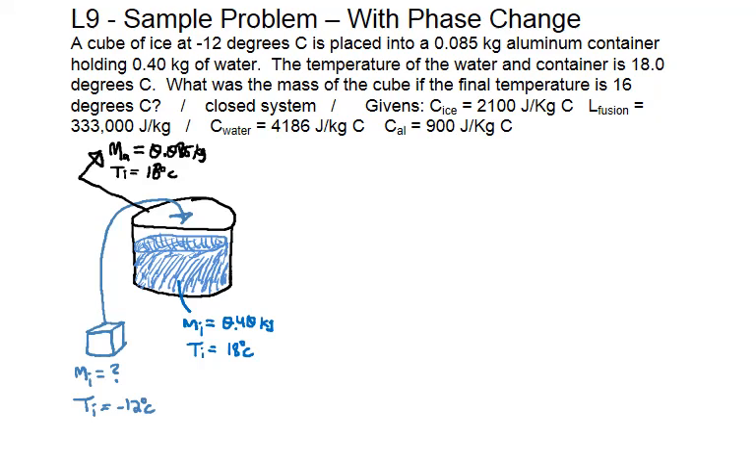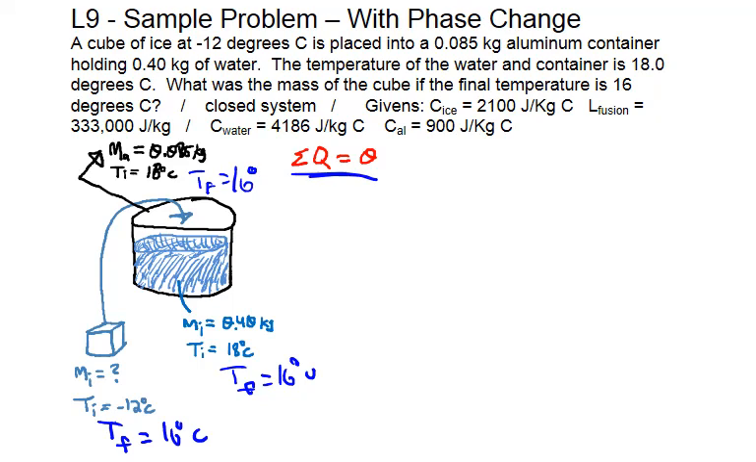The mass of the water is 0.4 kilograms, and the aluminum container is also at 18 degrees when we place that in there. And we want to find out, what is the mass of the cube itself if the final temperature is 16 degrees Celsius for all of them. So T final is 16 degrees Celsius of everything, right? T final 16 degrees, T final 16 degrees, okay?